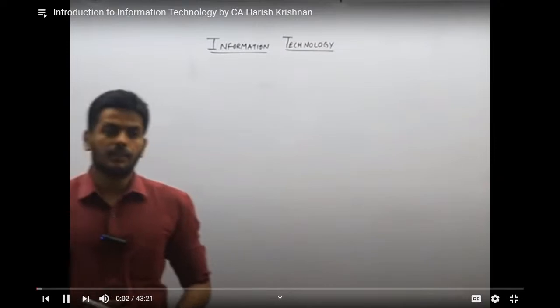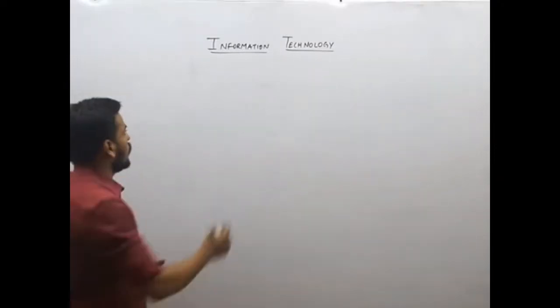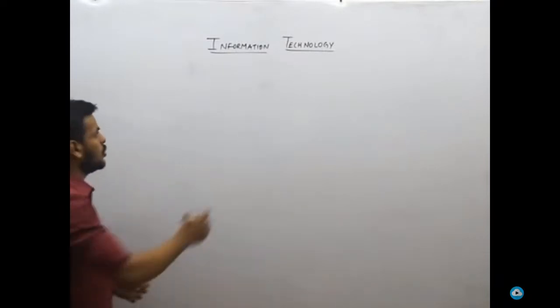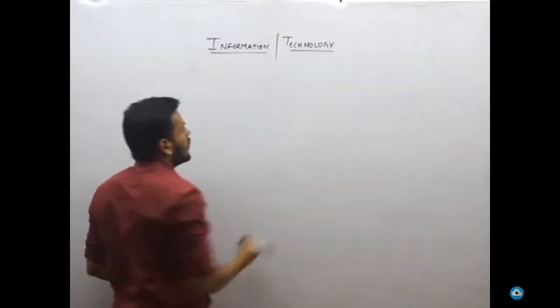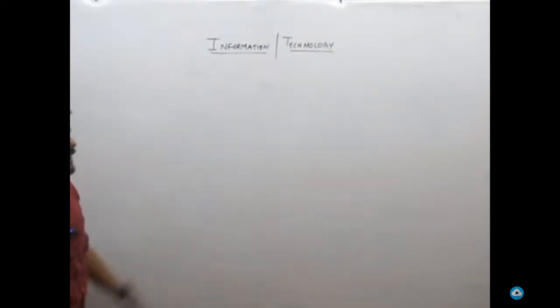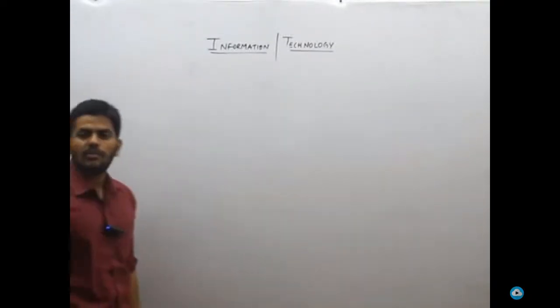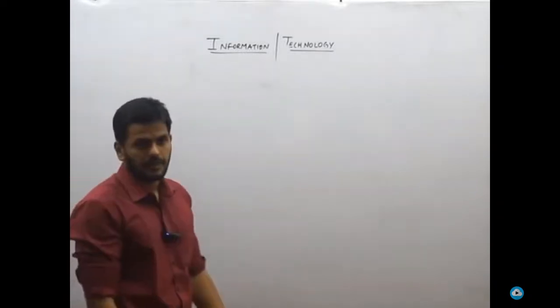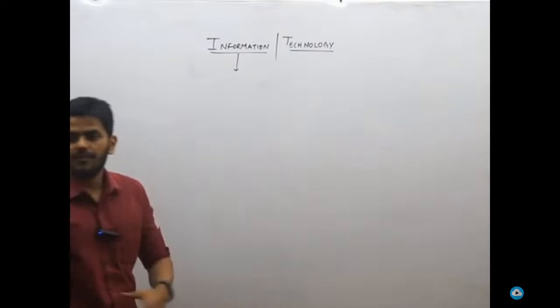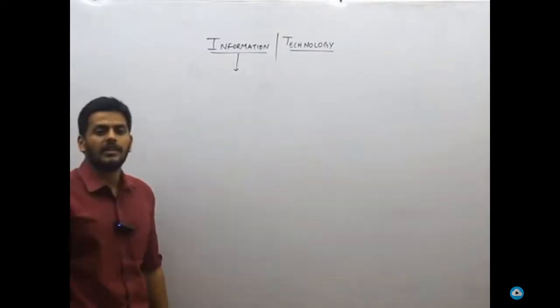All right, guys, let's discuss part one of the subject, information technology, where we have two key terms to understand right now. One is information, the other one is technology. Right, so to go with the context of what is information, first and foremost thing we need to know is information.